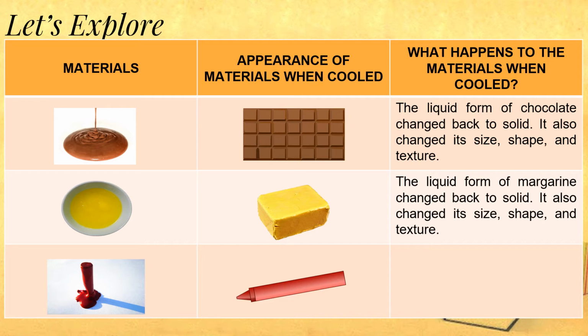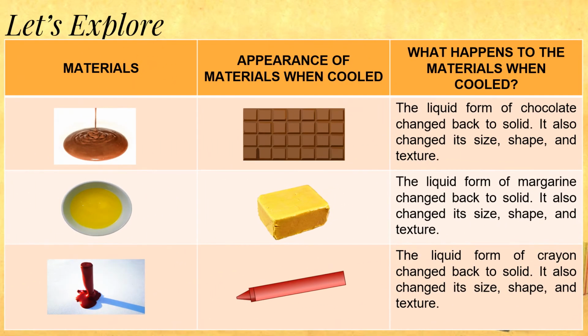And this is the appearance of liquid crayon when it is cooled. What happens to the liquid crayon when cooled? The liquid form of crayon changed back to solid. It also changed its size, shape, and texture.